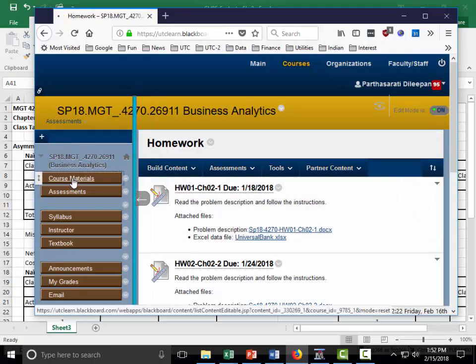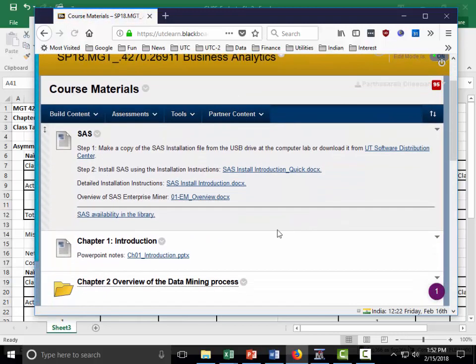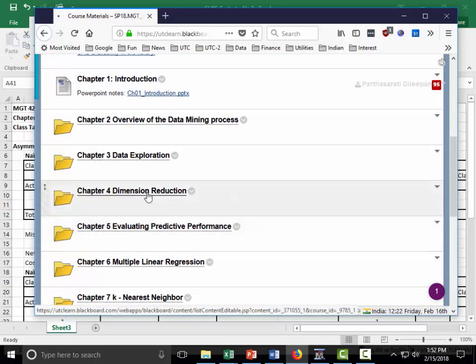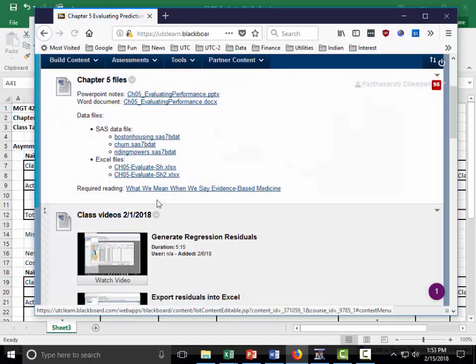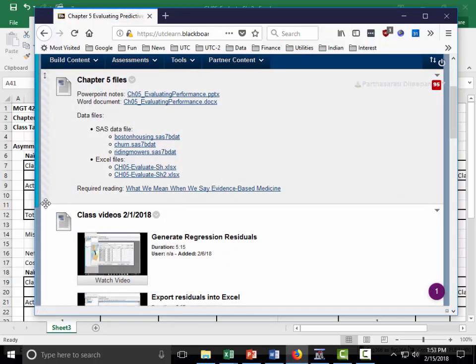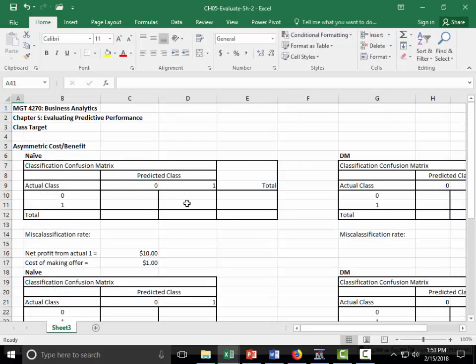Okay. So I have a new file here, and go ahead and download that. Okay, sh2. This is an Excel file. So I'm going to work through the problem so you'll have an example to fall back to when you're doing the test. Okay. So actual class is either 0 or 1.